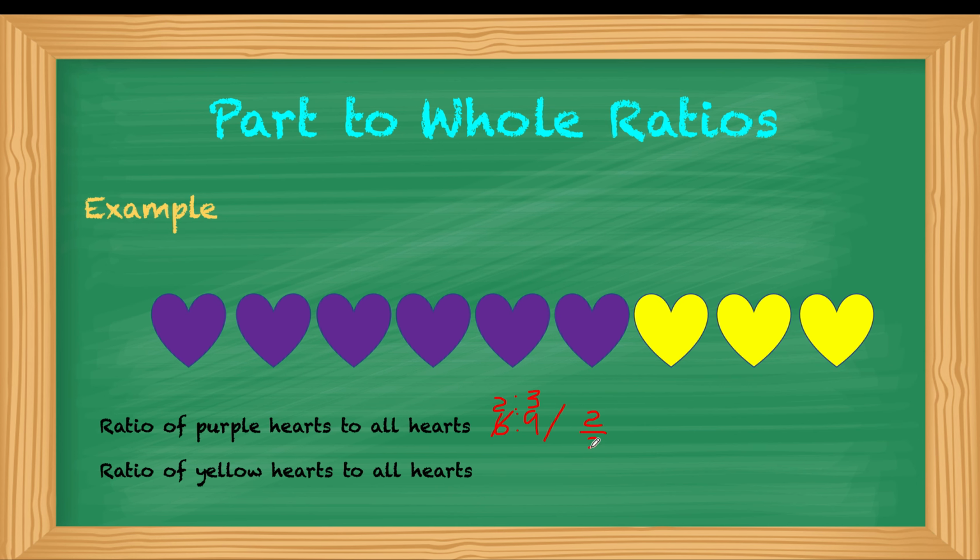I want you to pause the video and attempt the ratio of yellow hearts to all hearts, and then we're going to discuss afterwards. All right, very good. So there are 3 yellow hearts, and as we said before, there are 9 hearts in total. So if we were to simplify that, we will end up with 3 into 3 goes 1 time. And how many sets of 3 can I get from 9? 3. Excellent. Our ratio would be 1 to 3 when simplified, or 1/3.